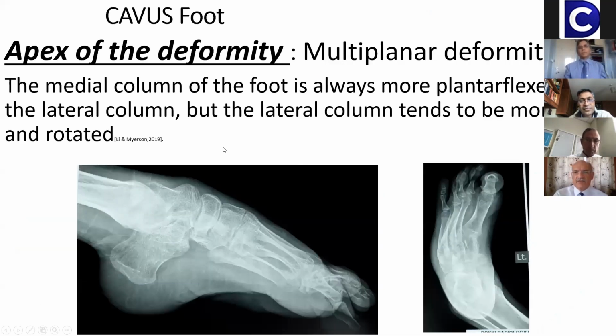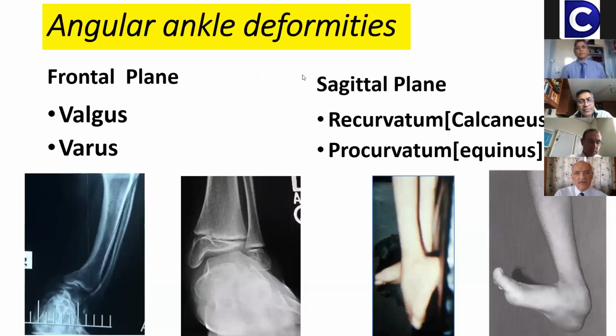The apex of the deformities. Sometimes it's a multiplanar deformity, so it's not just one apex, because in plantar flexion, the lateral column may be different from the medial column, so sometimes it tends to be more rotated. What are the angular ankle deformities? Simply, in the frontal plane, you have varus deformity, as you see here, varus ankle, or valgus ankle. And in the sagittal plane, you have equinus deformity or calcaneus deformity.